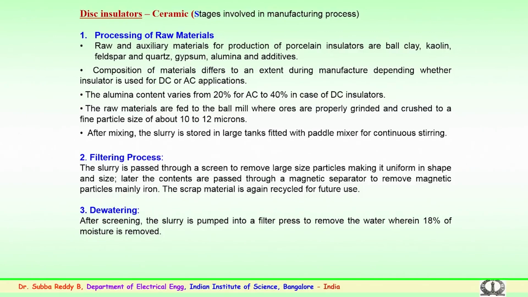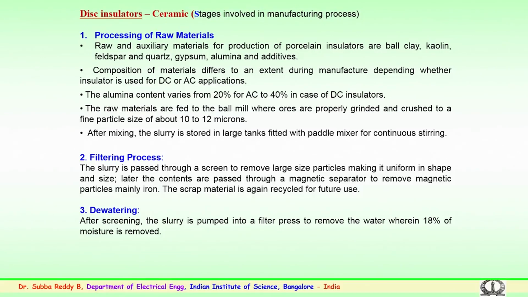After mixing, the slurry which is obtained contains water plus the clay and other auxiliary materials. So, this is made in the form of a fine liquid slurry, which is stored in large tanks fitted with mixers for continuous stirring. So, continuous stirring is seen in the initial stage. Further, the filtering process happens.